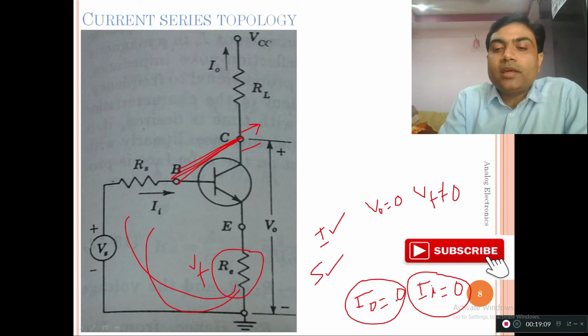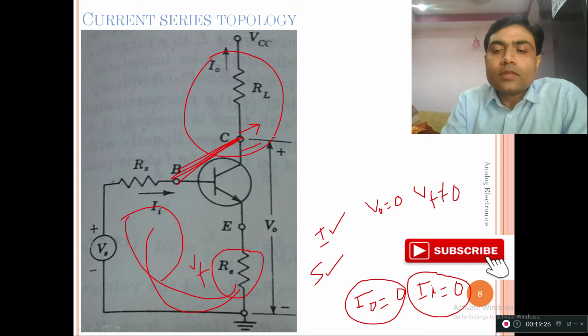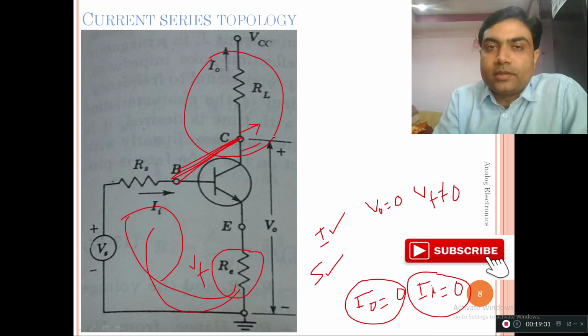If you make IO equal to 0, this RE comes in series at the input side, and if we make II equal to 0, this input loop opens, and this RE also comes in series with the output side. So RE is present at the input as well as in the output.